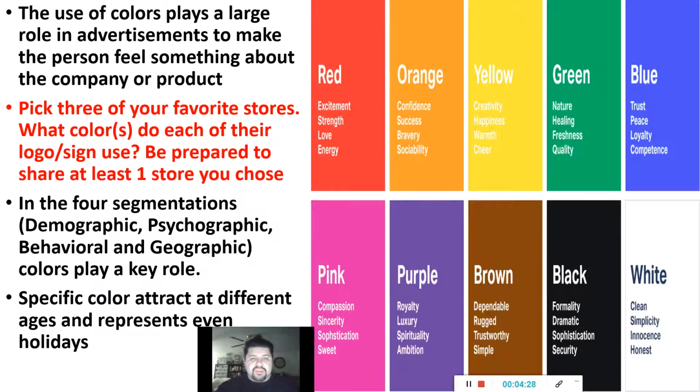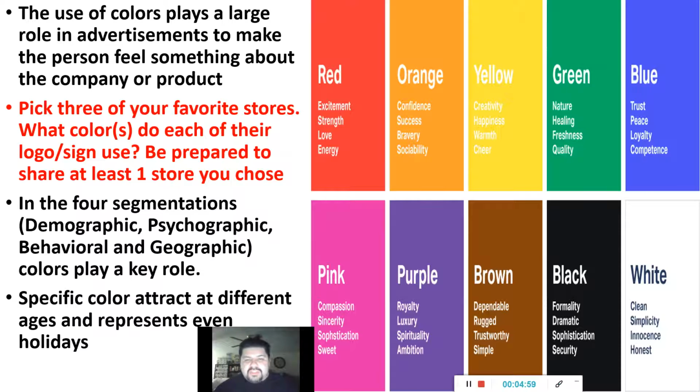But I'm going to be moving on to the notes again. Remember the four segmentations: demographic, psychographic, behavioral, and geographic. Those play a role in colors as well. Red: excitement, love, energy. Yellow: creativity, warmth, happiness. Green: nature, healing, quality. Blue: trust, loyalty.